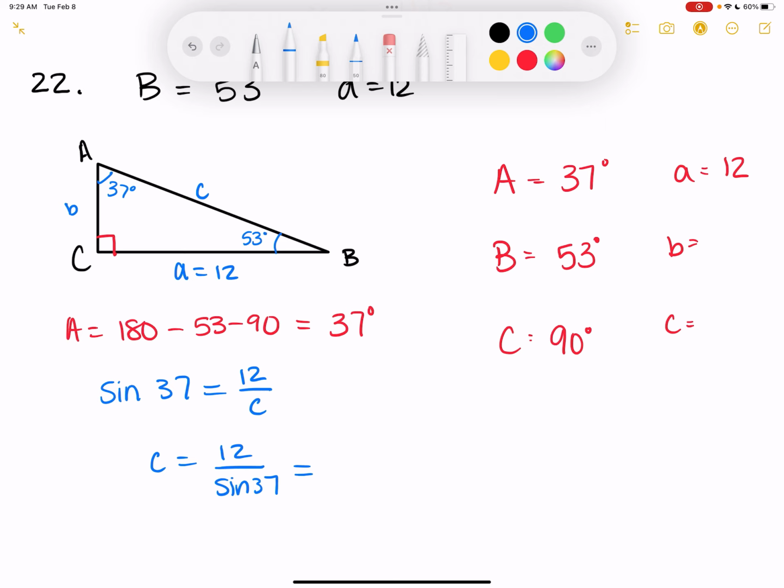Hit 12 divided by the sine of 37. Sine, cosine, and tangent are all beside each other. It's 19.9, which could be rounded to 20. Actually, no, it's fine. 19.9 to one decimal place. Yeah, I agree. 19.9. Okay.